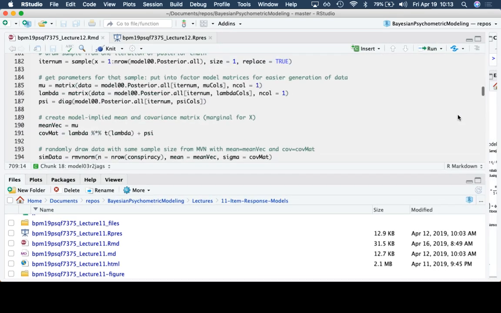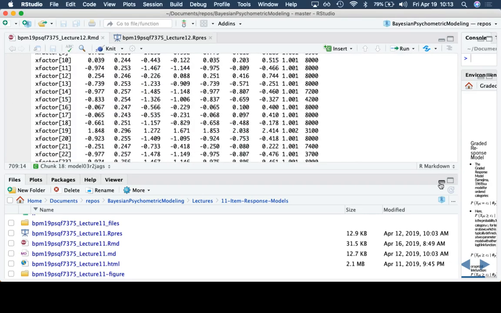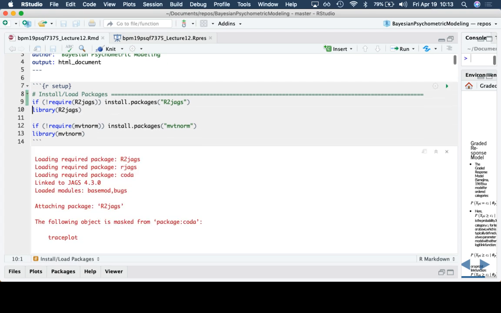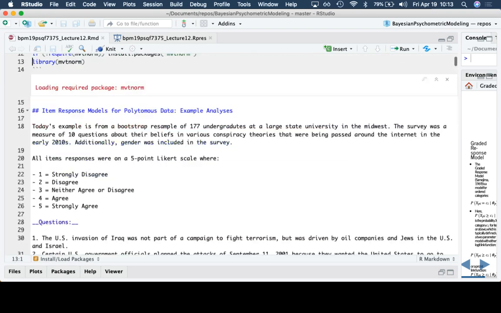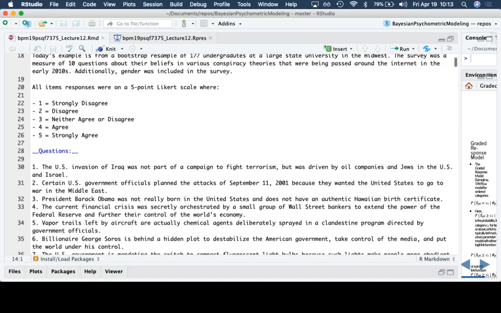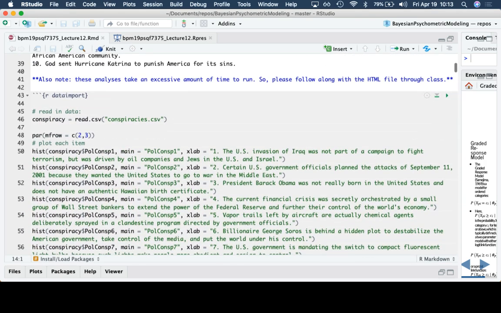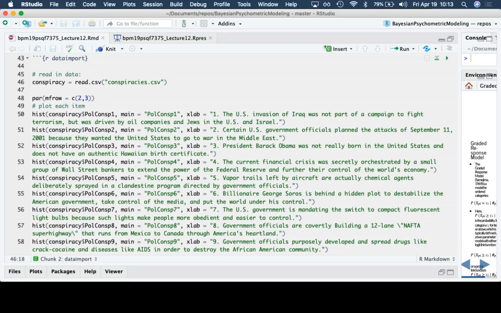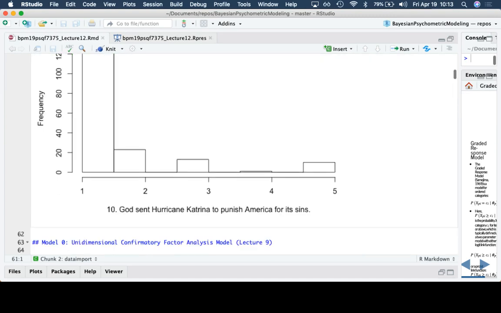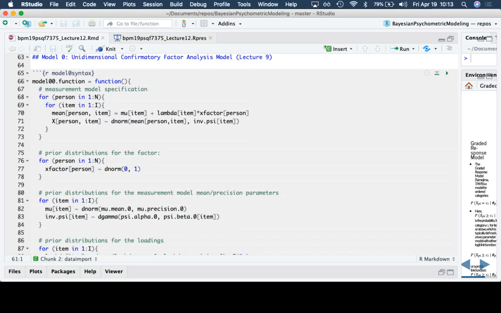In our file here, we're going to find that we have, there we go, just run some things. Today's example is our 10-point conspiracy theory data, which isn't great data, but I love it, so we'll go with that. And read in the data. I tried to make a nice plot, although I didn't get it here. To start, we're going to pull out the unidimensional CFA model from lecture 9 first. Remember that?